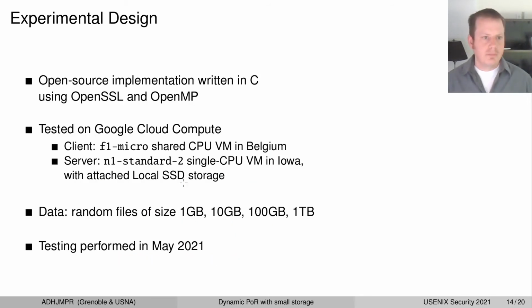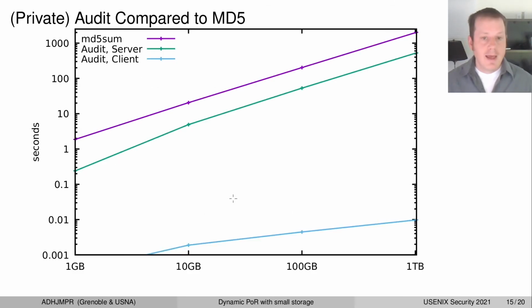We implemented this and tested it using Google Cloud Compute, using actually relatively low-powered virtual machines. And what we compared with is a number of things, but we compared with the MD5 sum checksum algorithm. So this is actually a now insecure cryptographic checksum, but it's used for some similar integrity checks, and you might be familiar with running MD5 sum when you download some untrusted file from the internet.